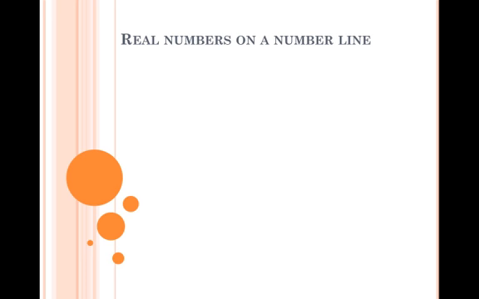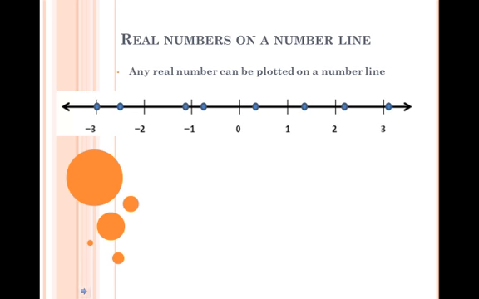Now we're going to look at the real number line. Any real number can be plotted on the real number line. So here's the real number line with several numbers I plotted on it. Some were rational and some were irrational, and some are integers. Let me show you the numbers that I plotted.